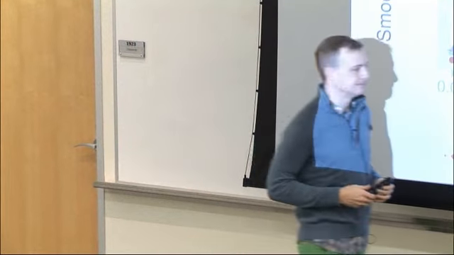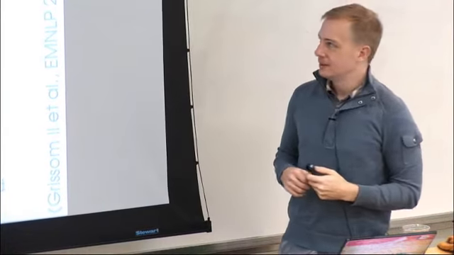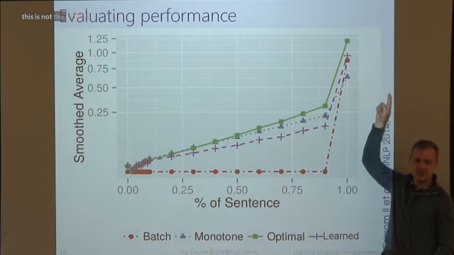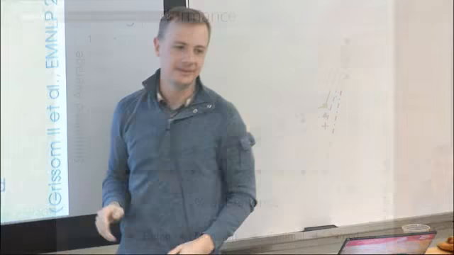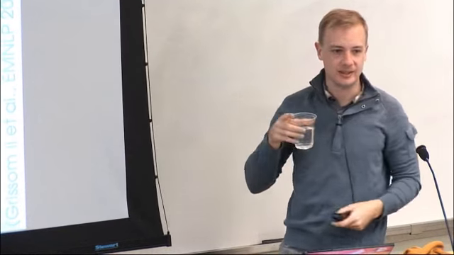So why does the batch perform below the learned at the end of the sentence? Because this is not the instantaneous BLEU score. This is the average score up till then. If it were the instantaneous, red would be up at the top.